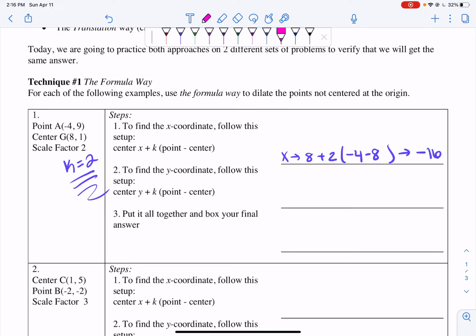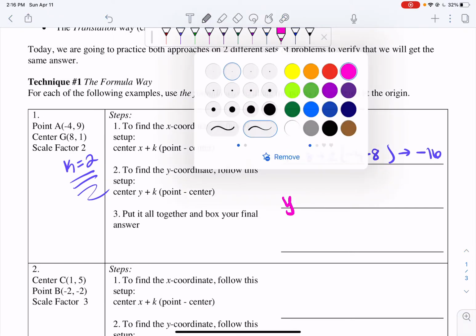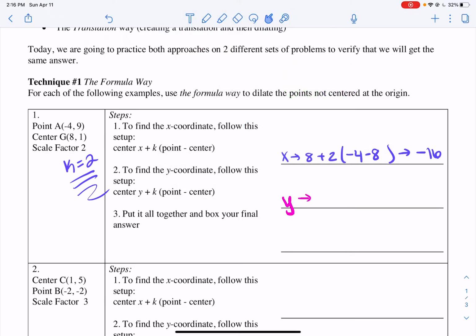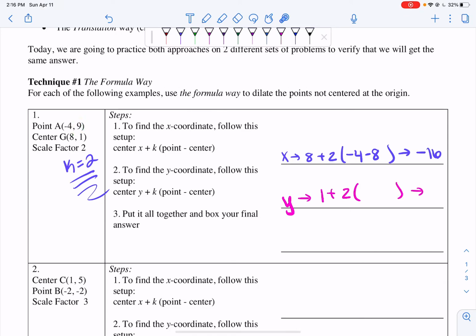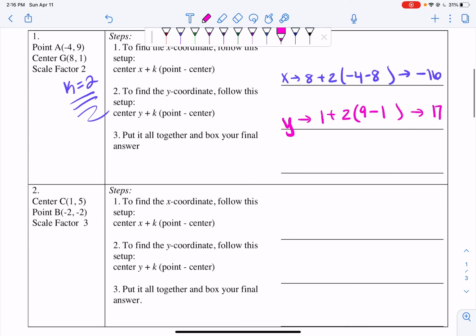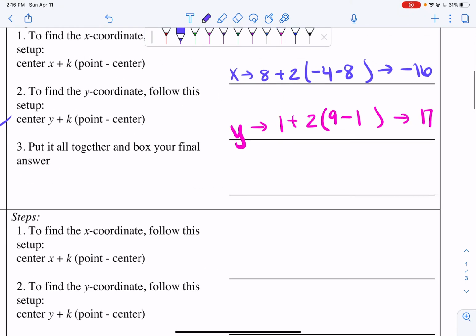Now we're going to do our y value this time. So we have to ask ourselves what our center y is. Well, our center y is 1. We have to ask ourselves our scale factor. It's a 2. And now we do point minus center with our y value. So we go to our 9, and then we go to our 1. So 9 minus 1. We type this into our calculator. And we get 17. So my final answer is -16, 17.